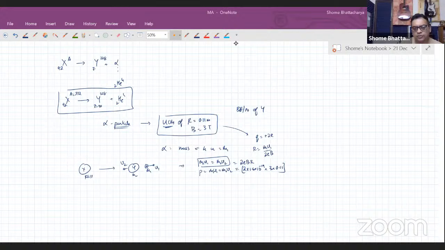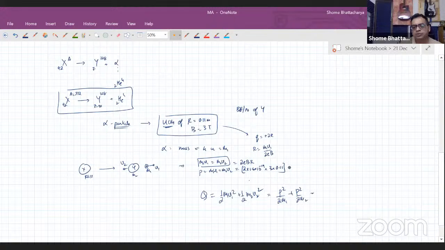Okay. So we will have to use this to first find the Q value. The Q value of the reaction will be half M1 V1 square plus half M2 V2 square. Yeah, we can find out. So I'm telling you how this is. So this will be P square by 2M1 plus P square by 2M2. So that P you already found out here. So it's P square by 2 into 1 by M1, where M1 is the mass of the alpha particle, plus 1 by M2, which is the mass of the Y particle. So you can find out the Q value of the reaction from this.